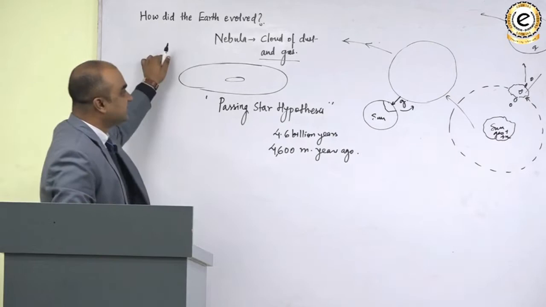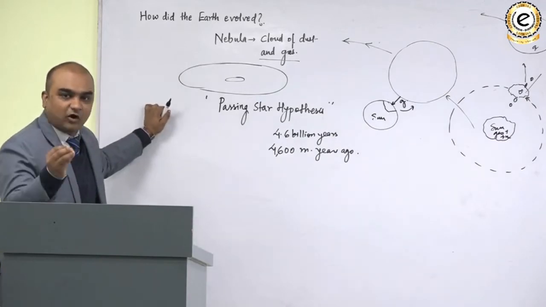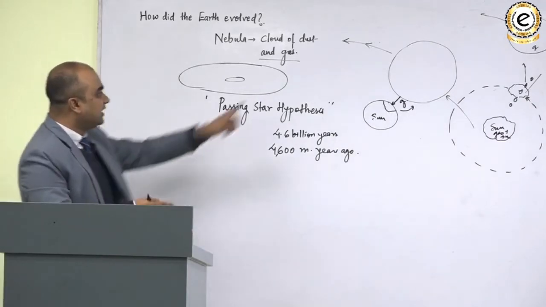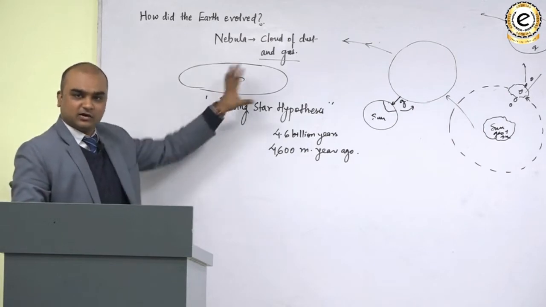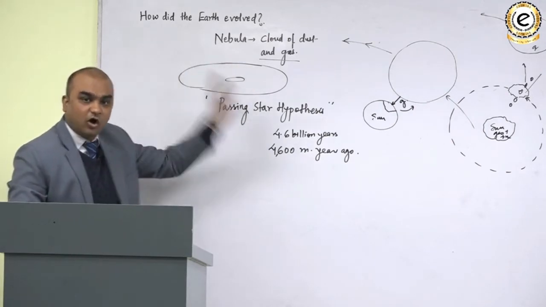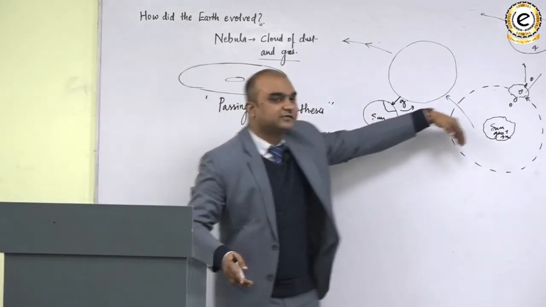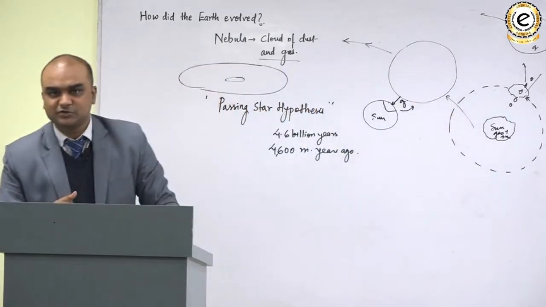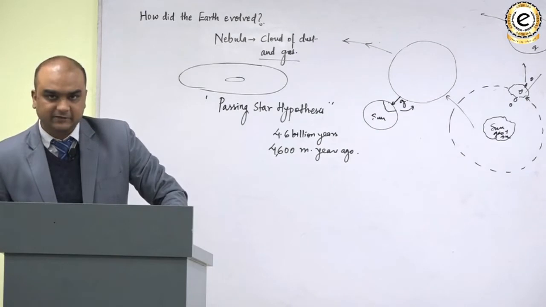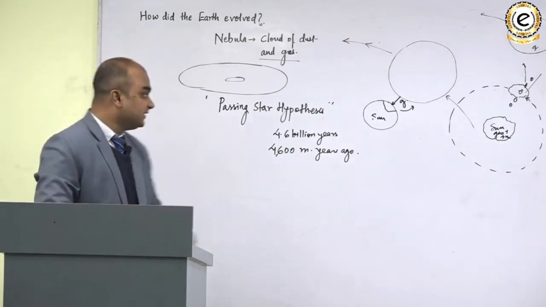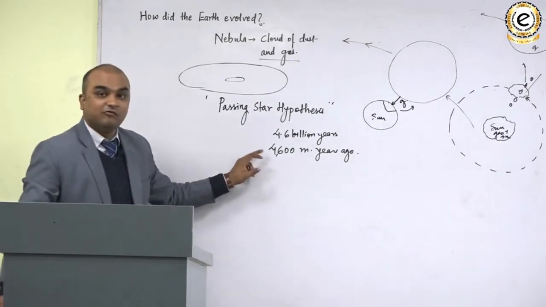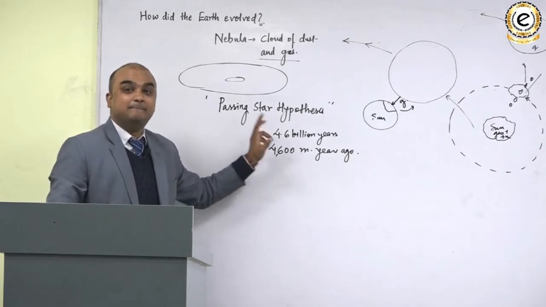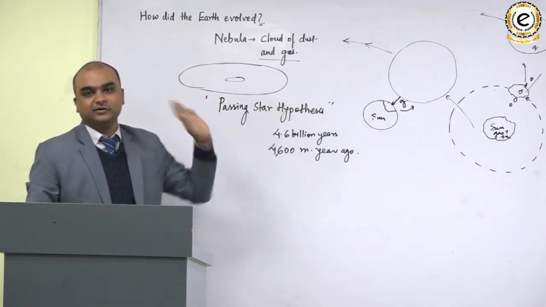How did the Earth evolve? Earth has evolved either out of a gas or a cloud of gas and dust, or it has evolved out of the body of the sun. यही दो popular theories है with respect to the evolution of the Earth. And how old is the Earth? It is believed that the Earth is 4.6 billion years old.